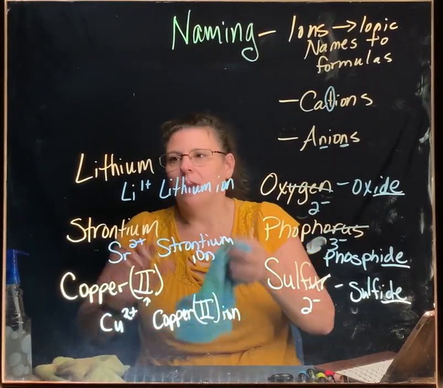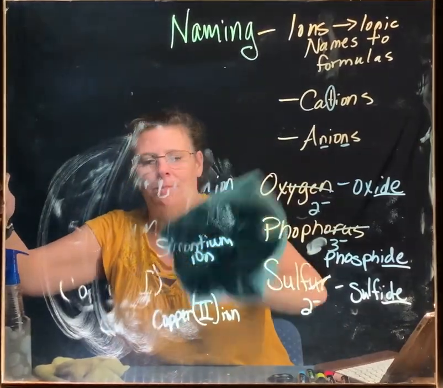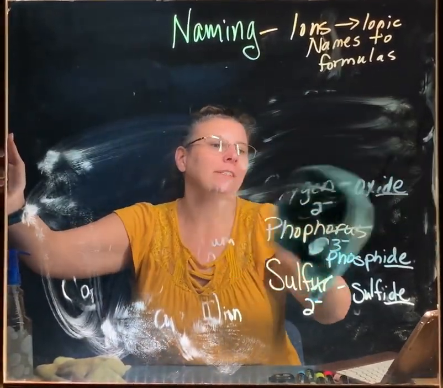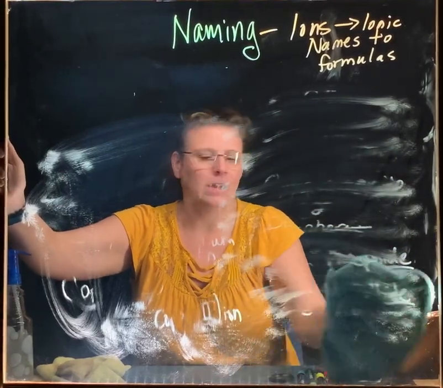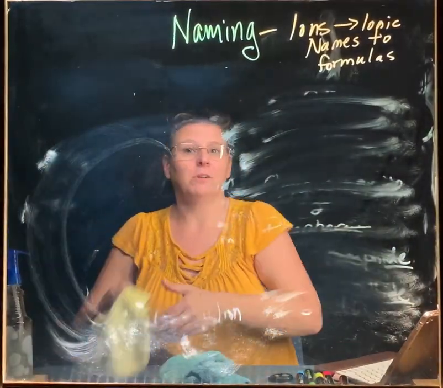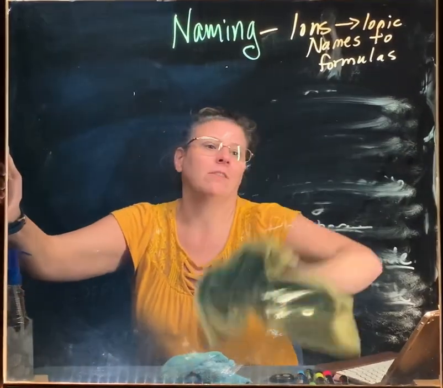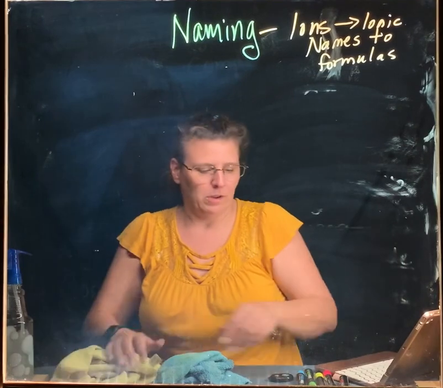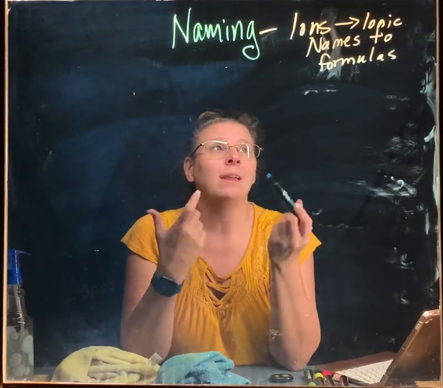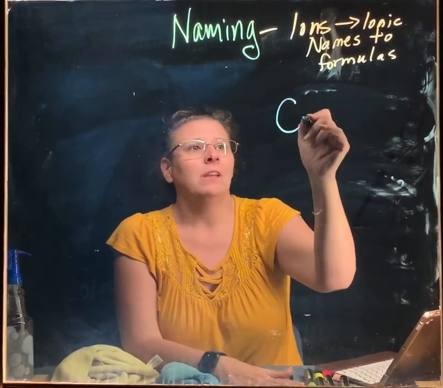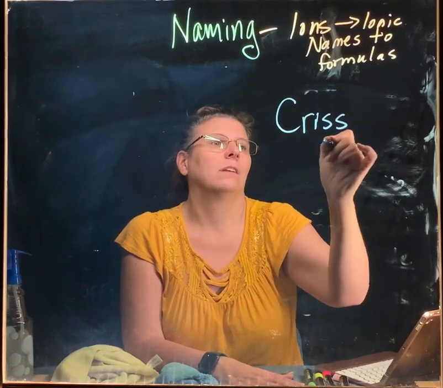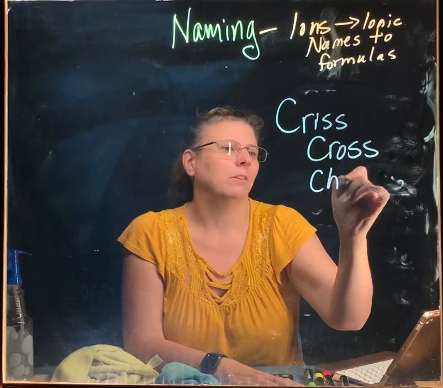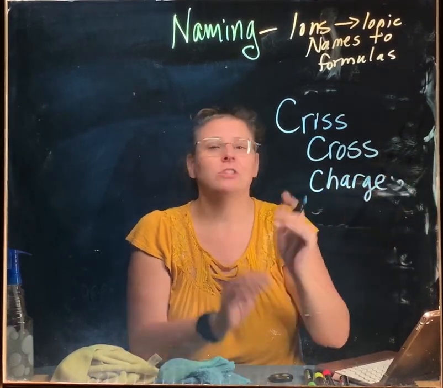Now, the reason I'm going into a next part is because last year I did some videos and I did some stuff in class, so we're going to do a little bit to catch up to those videos, so I don't have to redo all of them. To go from names to formulas, we're going to use something that's called the crisscross charge method, okay? Crisscross charge method.